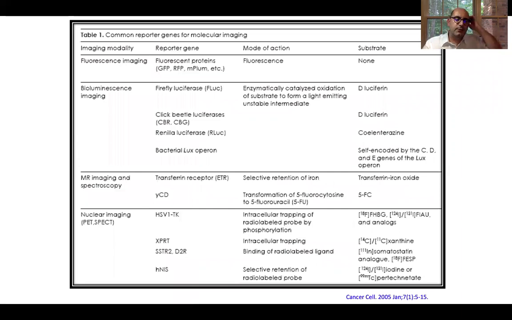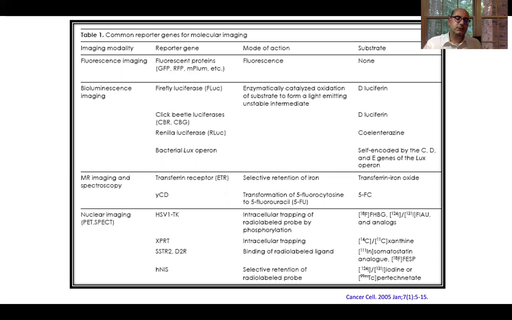Probably the most common reporter genes are fluorescent proteins. We detect them using fluorescence microscopy or optical imaging. Probably the most famous is the GFP, the green fluorescent protein, but there are many of them available. Another class of reporter genes are genes for bioluminescence imaging.